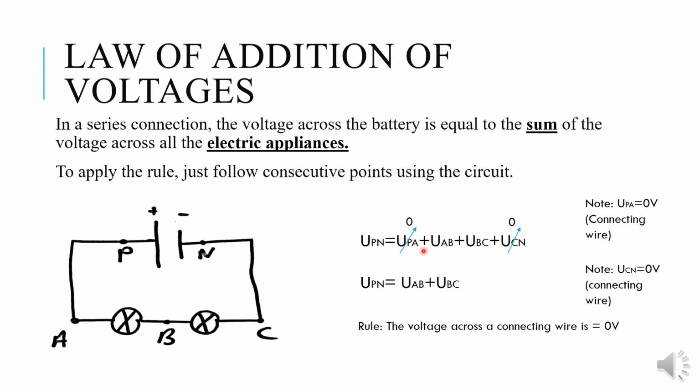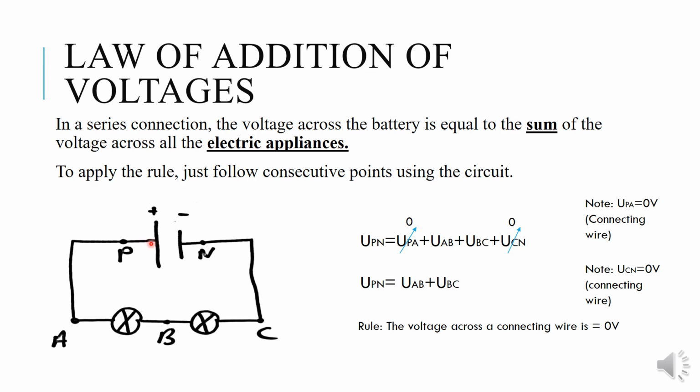So here we started with UPA. We ended with the A. We start with the A here, UAB. We ended with the B. We start with the B here, UBC. Again, we ended with a C here. So we have to start with the C there. So it's UCN. Just follow the path of the current.